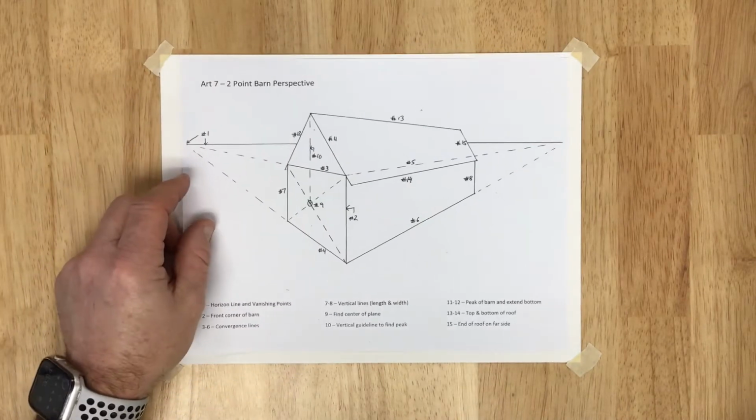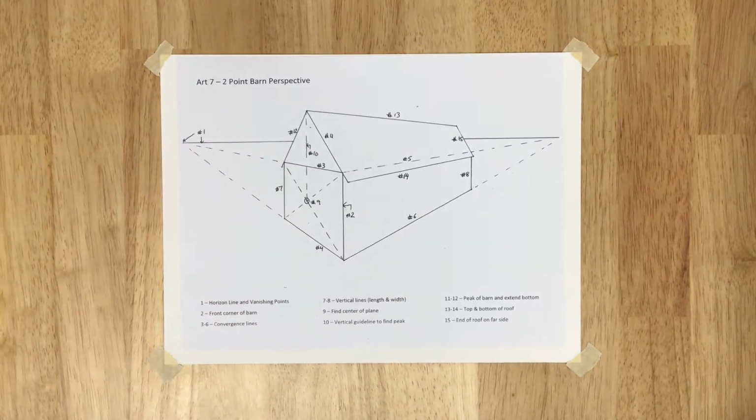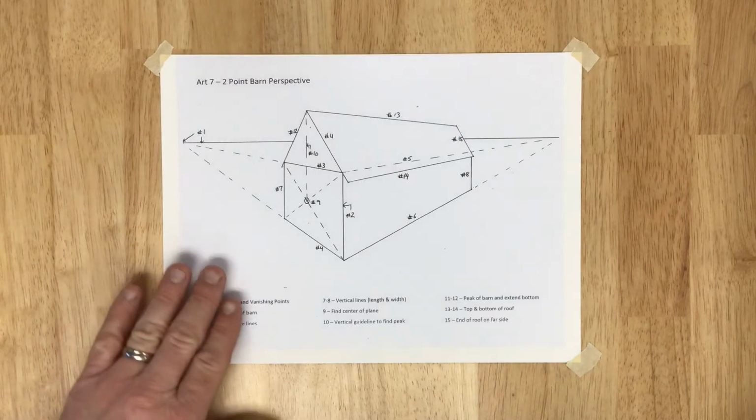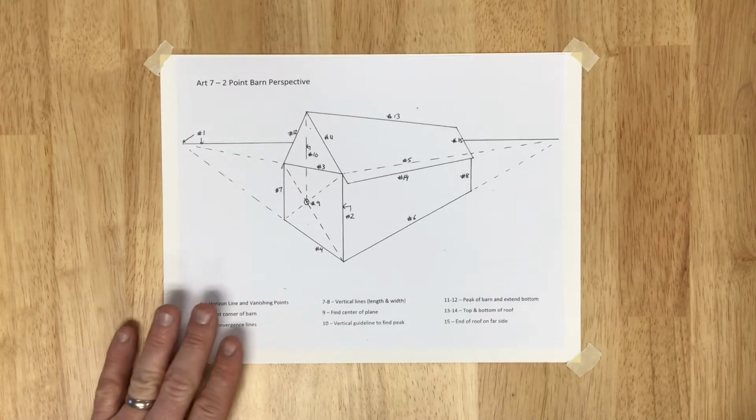All right, 7th grade. I want to show you how to make a barn in 2-point perspective. On Schoology, you guys have a handout that looks like this, and it tells you step by step how we're going to create the barn with the regular roof on it. So we're going to go through that today, and here we go.